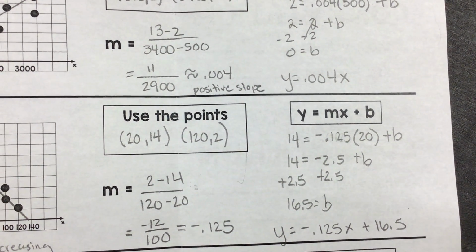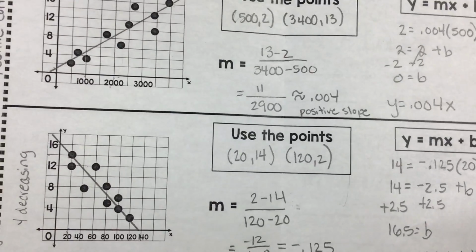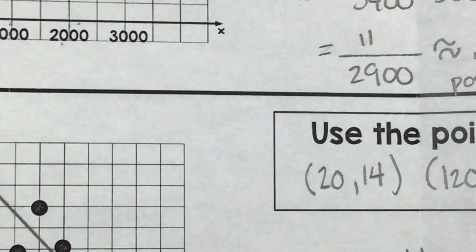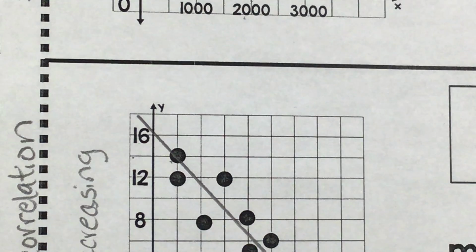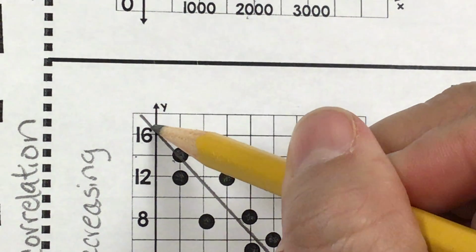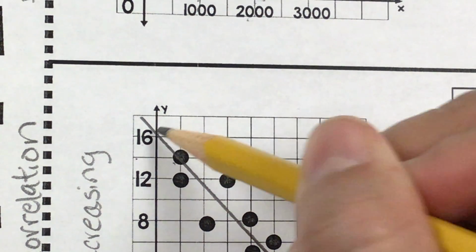All right, I'm going to zoom into the picture. Does that look like my y-intercept is correct? Maybe. It's a little bit above 16, just a little bit. And it's going by 2s, maybe.